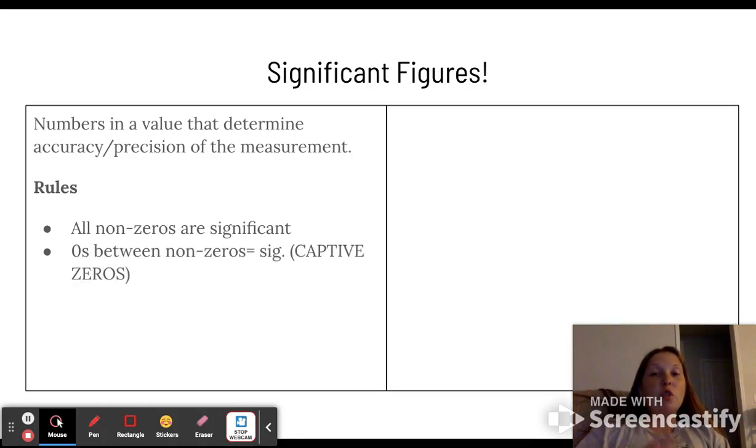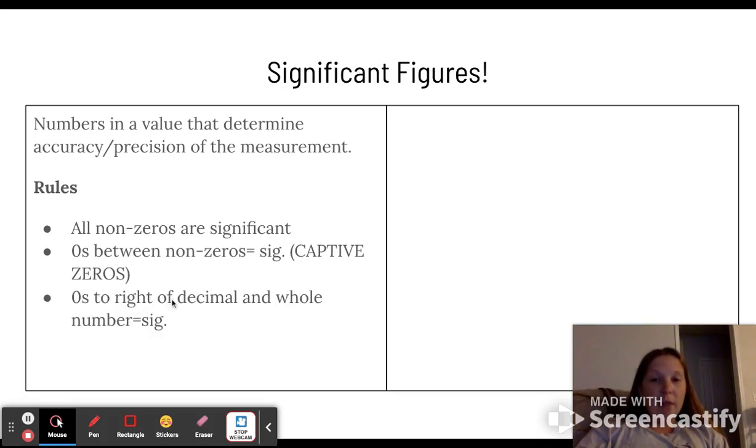Any zeros between non-zeros are considered significant. These are known as captive zeros or sandwich zeros. So 101, 101. That 0 in the middle is significant because it's between two non-zeros.